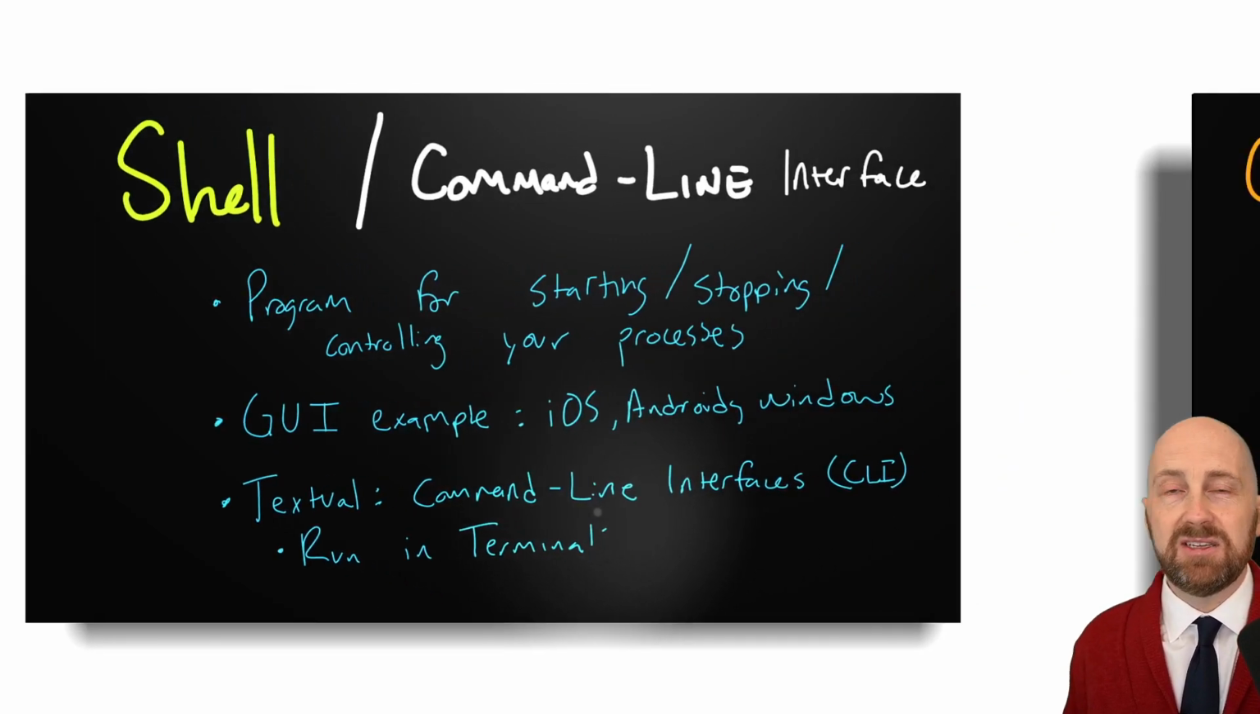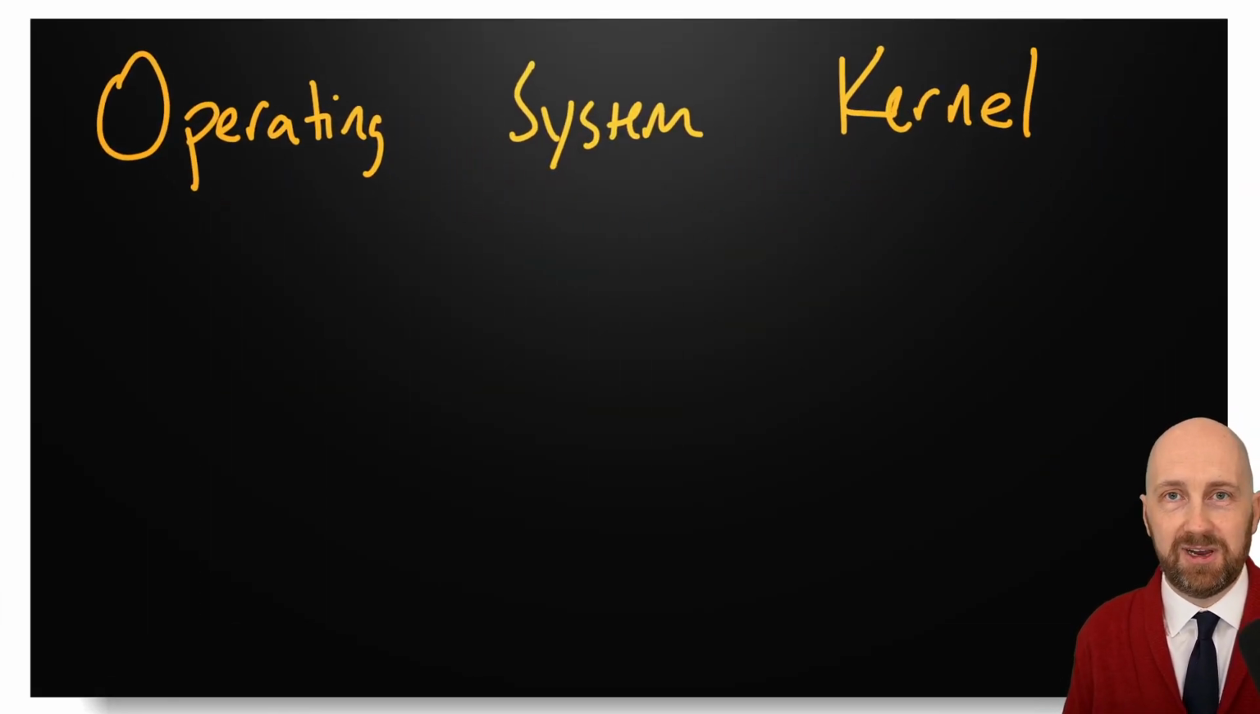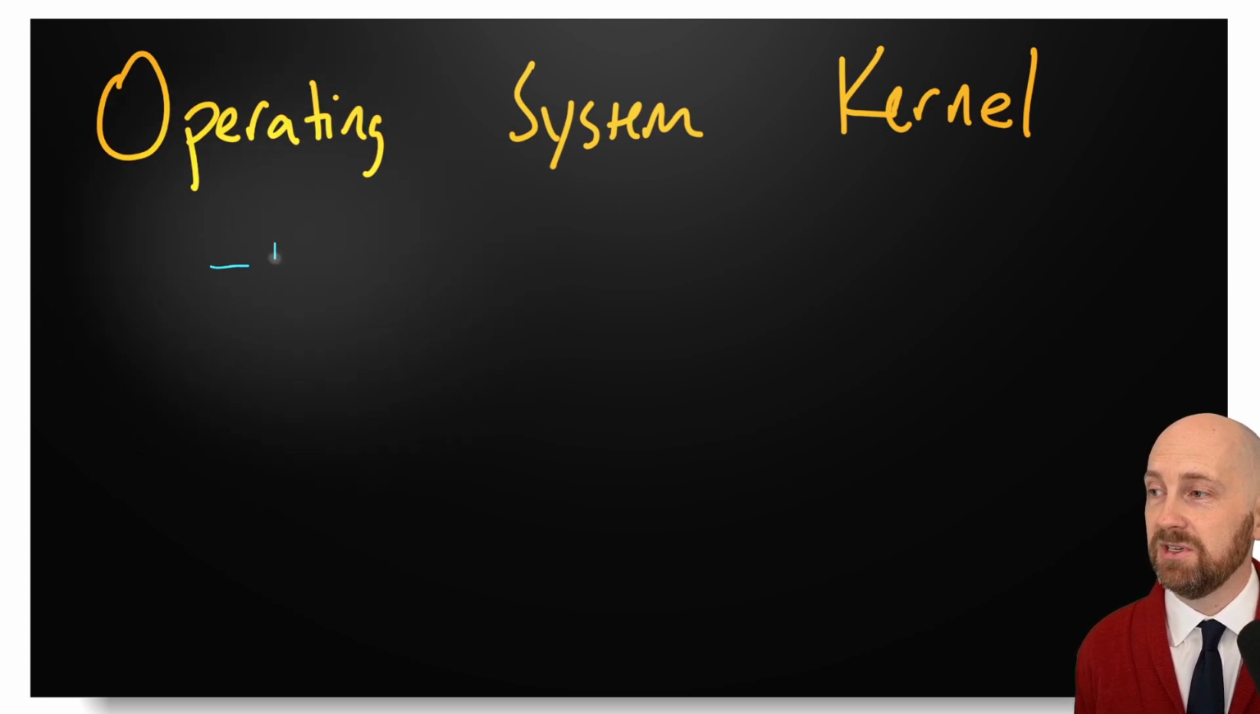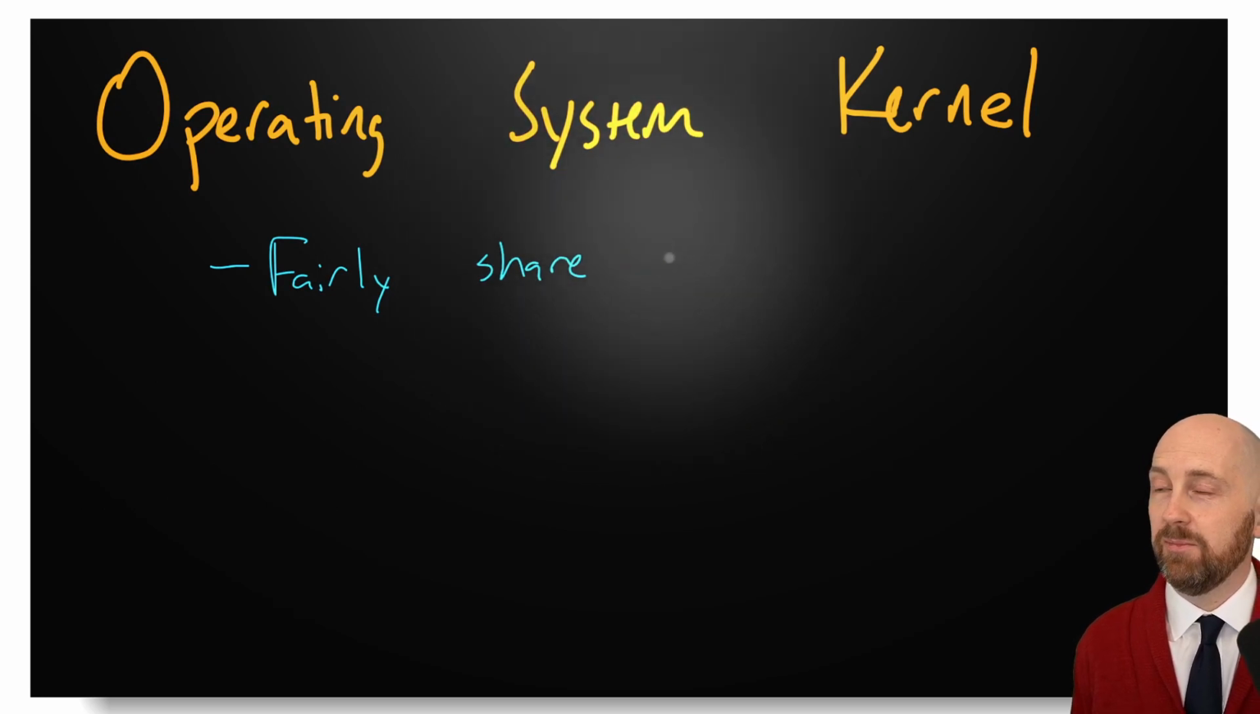Well, the shell is interacting with something called a kernel. And these words are related. If you think about the kernel of a seed, it's protected by typically some kind of outer shell. So the shell is offering some protection and making it easier for us to interact with the kernel. The kernel, its job is to fairly share the resources of our machines. As you know, you can run many different programs at the same time. You can have many running processes.